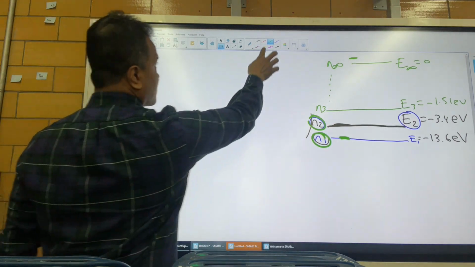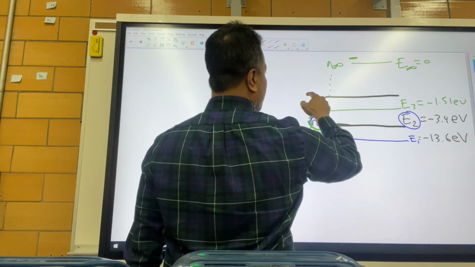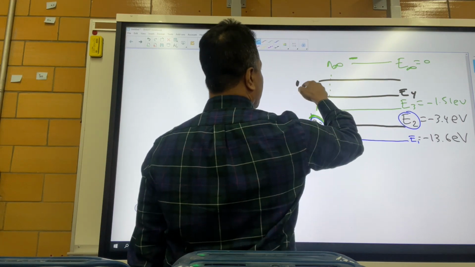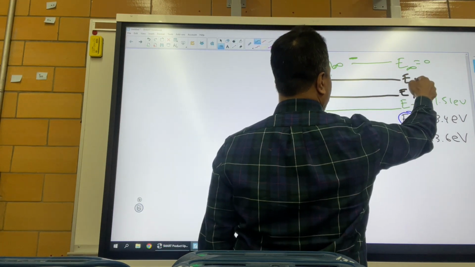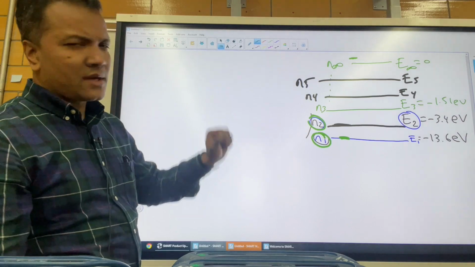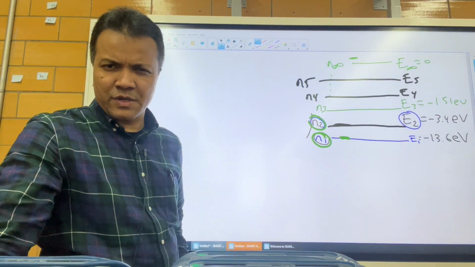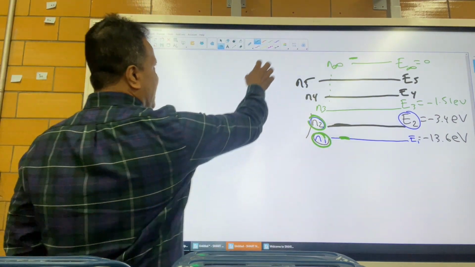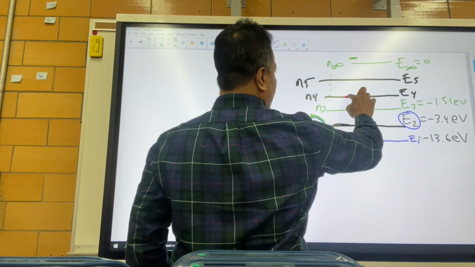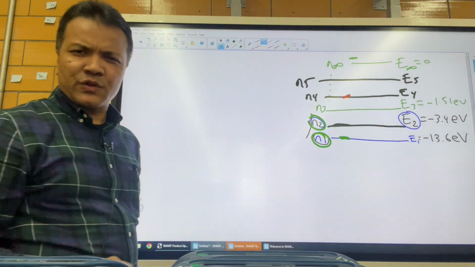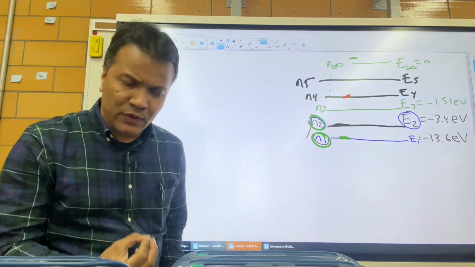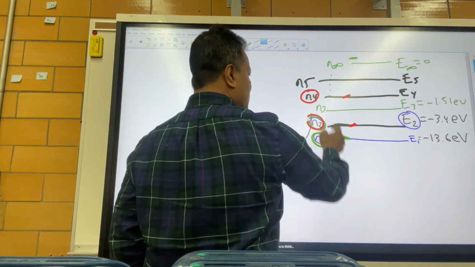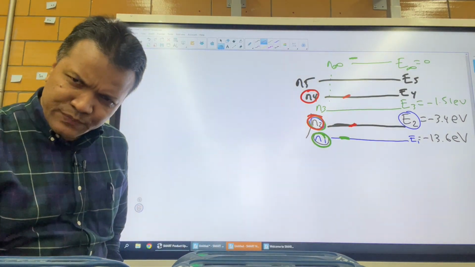N4, E4, N5, E5. Okay, so how light is being created, that's what we're going to be talking about now. So let's say the electron is now here, and the electron moves down to here. So from N4 to N2, the electron moves from N4 to N2.